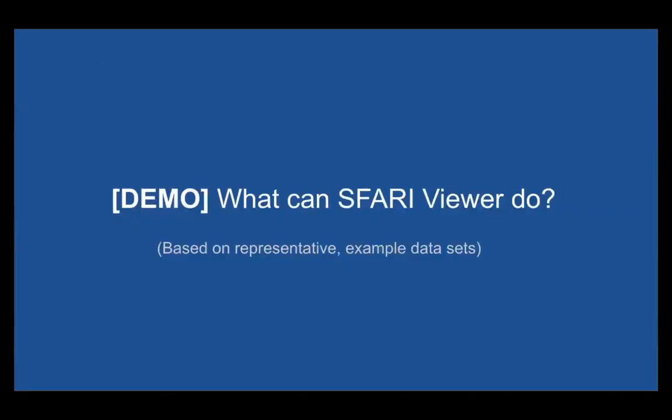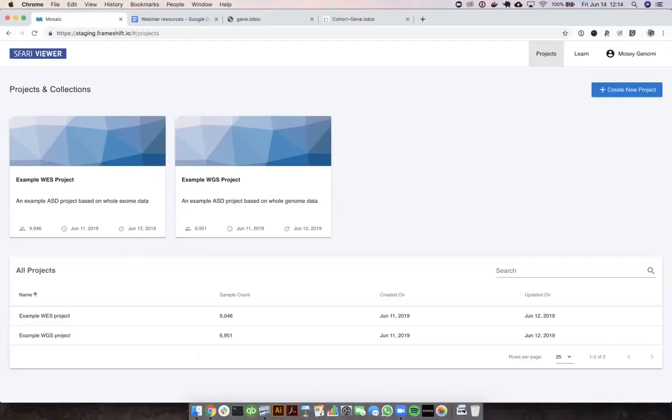So with that, we're going to jump into a demonstration of SFARI Viewer. This is always a dangerous game to actually do a live demonstration, but that's what we're going to do. And we're going to use this on a couple of example data sets that we've generated that look broadly like the kind of data that is available through SFARI Viewer. So these example data sets will give us a pretty good set of data to show you how these tools work. So I'm now just going to jump over to the SFARI Viewer tool.